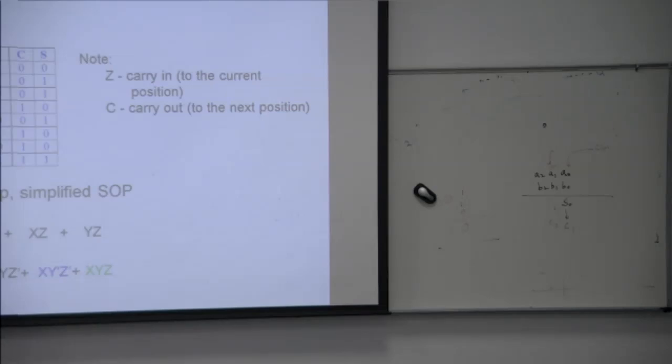In the blue, we have 2 functions. What is the name of the first function? C. What is the name of the second function? S. So we have 2 functions. So how many Karnaugh maps do we need? 2, one for C and one for S. And now both of these functions are a function of what? 3 variables. What are the names of the 3 variables? Very good, that's the real spirit.